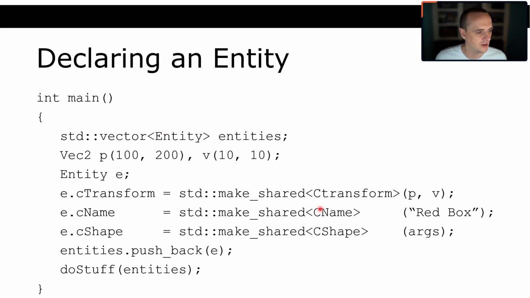Someone in the class asked, why is using std::shared_ptr not correct? So with std::shared_ptr, you can invoke it with its own constructor. You could say e.cTransform equals std::shared_ptr, but then as the input parameter to the shared pointer, you have to pass a pointer.